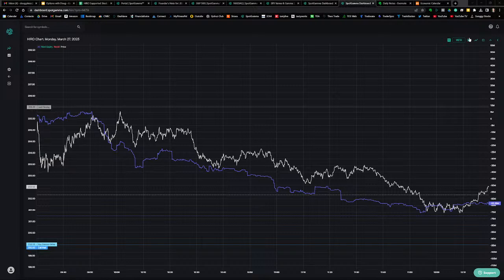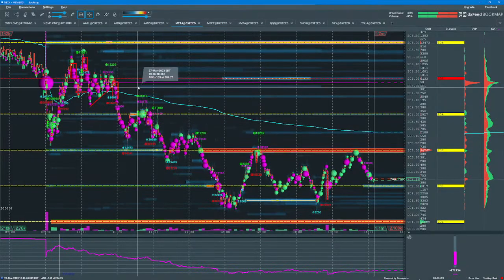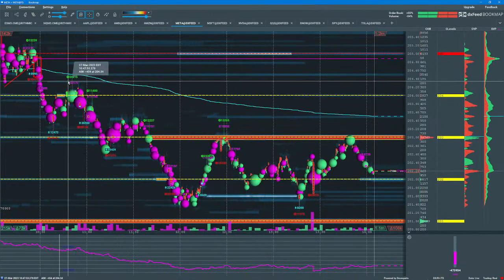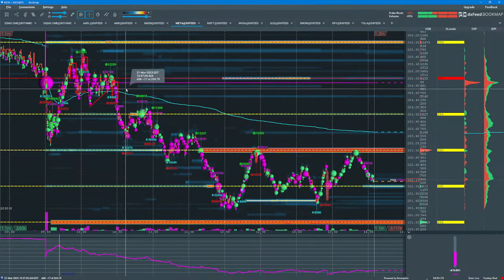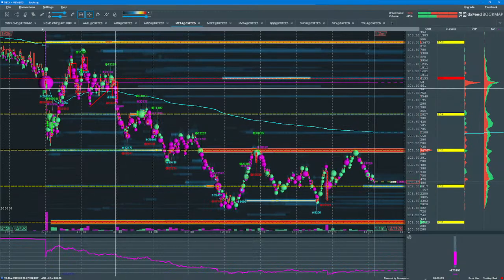All right, so that's Meta. Let's go back to Bookmap. Nice short setup. And it took a while for these short setups to play out today. A lot of chop up until about 10:30, and then finally Meta breaks lower.